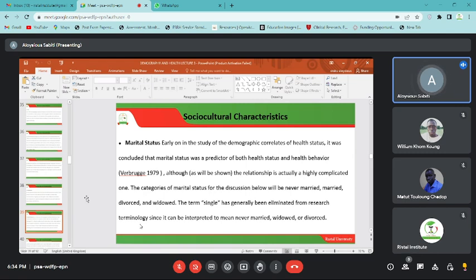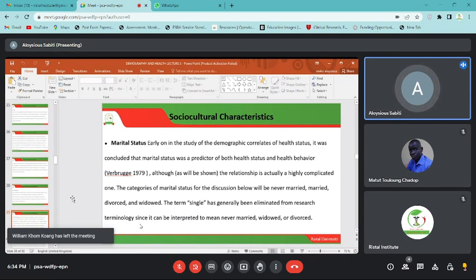So most times in demographic research, we eliminate the word single, since it can be interpreted to mean never married, widowed, or divorced. Socially, many of us will always want to say I'm single, but the word single is a general word that can mean that you have never married, or you are widowed, meaning your partner died, or you're divorced, or separated.